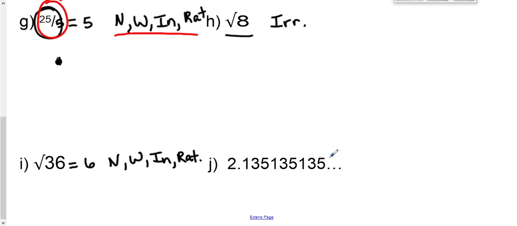Okay, and then for J, we have 2.135135, and it keeps going. Okay, we see that it keeps going, but it is repeating 135, 135, 135. And so if it's repeating, then it is a rational number. Remember, irrational doesn't stop and it doesn't repeat.